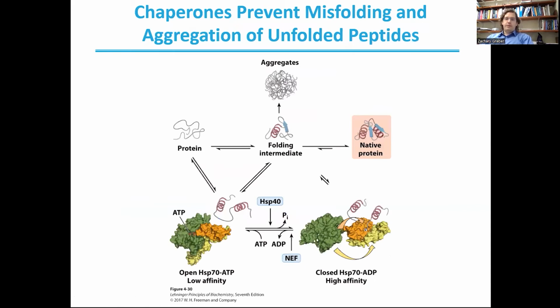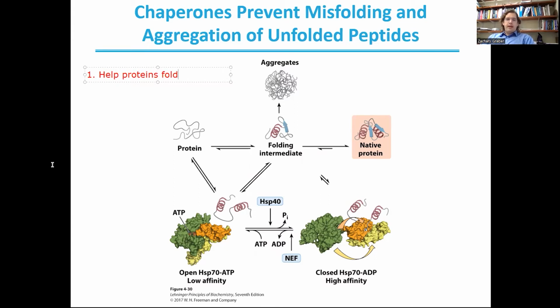This is accomplished through chaperones. Again, chaperones are proteins, but they're proteins that help other proteins fold. Chaperones, of course, have many different roles. The first role, of course, is fairly obvious. They help proteins fold.